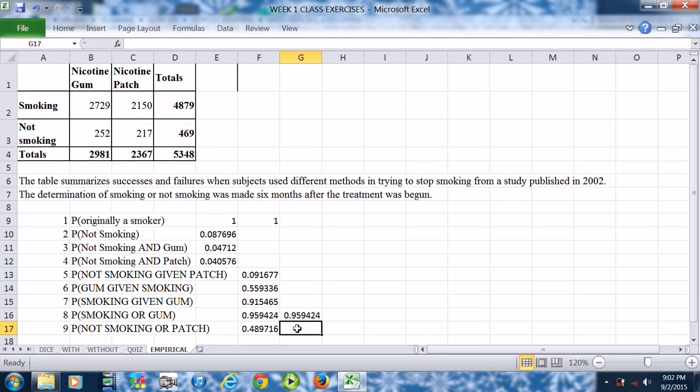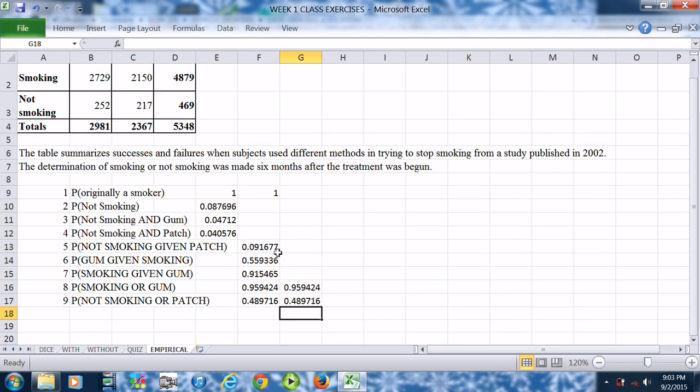Or we could do this problem just avoiding double counting in the first place. So not smoking, 252 plus 217. Now we need those who use the patch. We already counted the 217, so we bring in the 2150 we haven't counted yet. Close parentheses, divide by the grand total, get the same answer again.